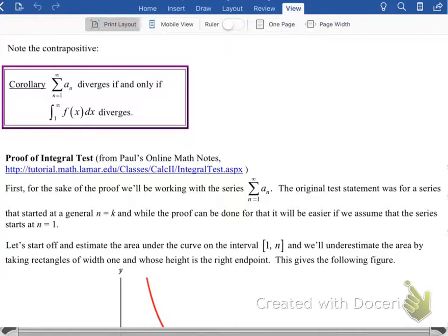Also notice that if the series diverges, if one of the two of them diverge, then both of them diverge. There is, as you can see, a link here.